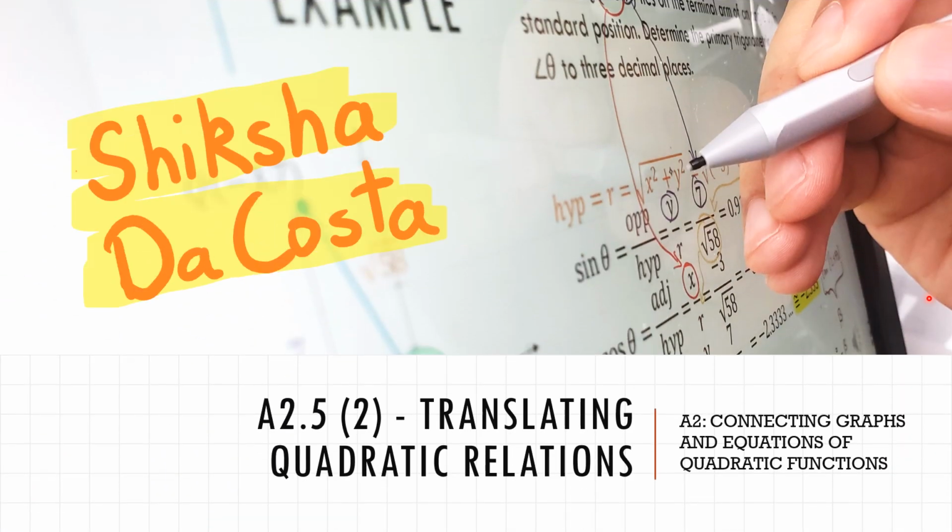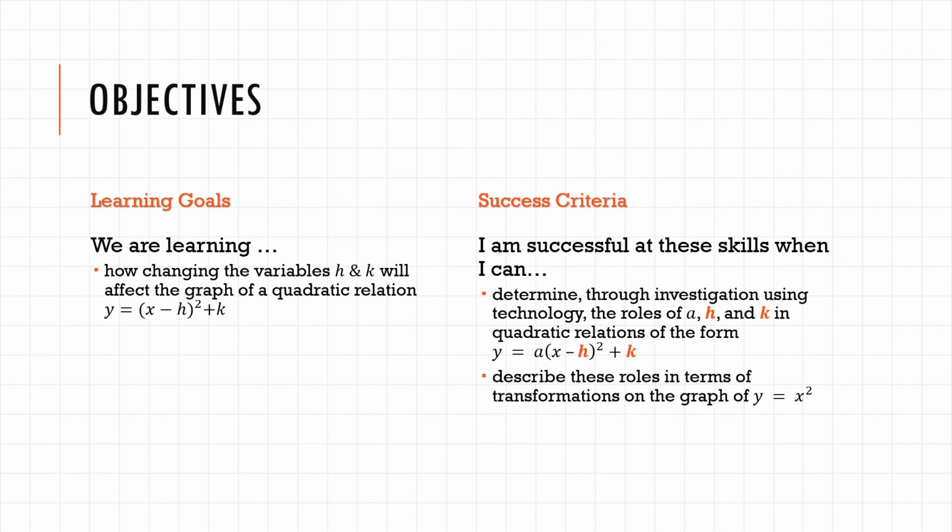Today we're going to learn how to translate a quadratic relation. Today we're going to learn how the variable a will affect the graph of a quadratic relation, y equals ax squared. And you're successful at these skills when you can determine, through an investigation using technology, the roles of the variables h and k in quadratic relations that look like this. You're going to be able to describe these roles in terms of transforming the graph of y equals x squared. That's how you know that you've succeeded today.